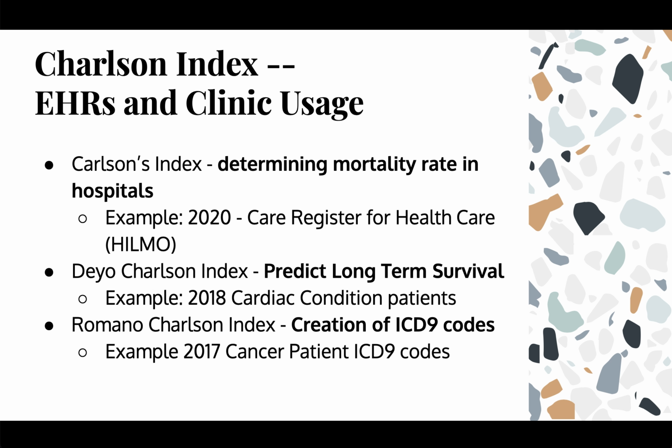An example of this was in the 2018 cardiac condition patients. For this, we were able to determine the survival rates of specific diagnoses for cardiac condition patients, and that actually turned out to be insanely accurate and is probably the most used index. And then we have the Romano-Charlson's index, which was the creation of ICD-9 codes. An example of this was the 2017 cancer patient ICD-9 codes, and basically what it did was it took many patients that had the same diagnosis, in this case cancer patients, and we were able to make ICD-9 codes out of that and determine the accuracy of it.